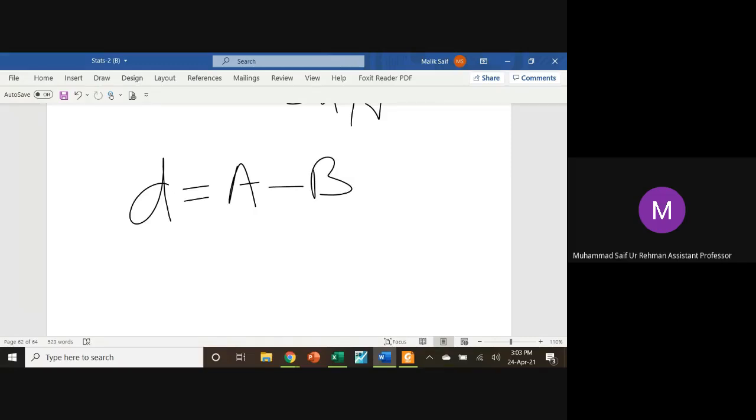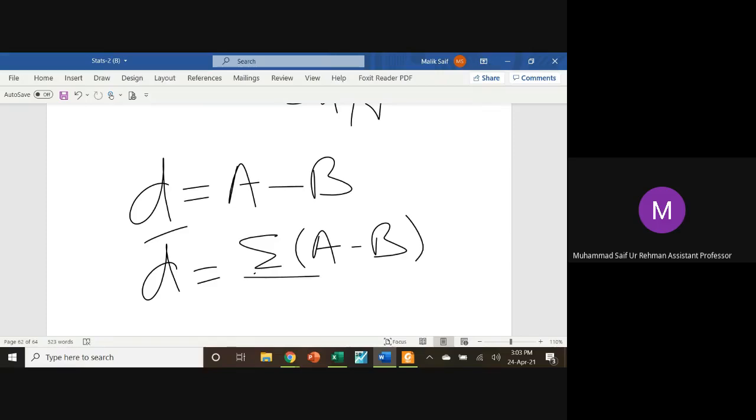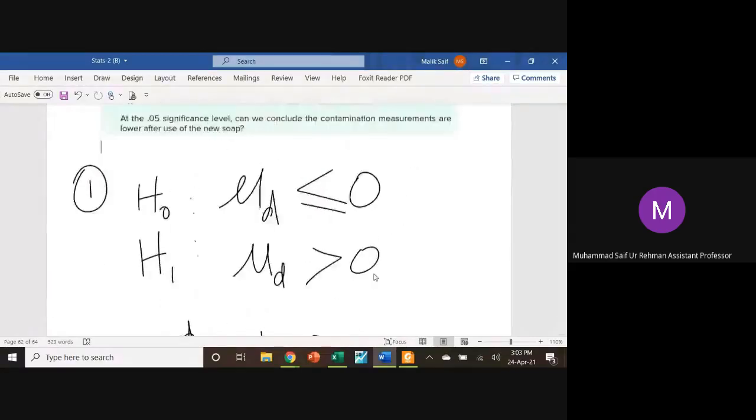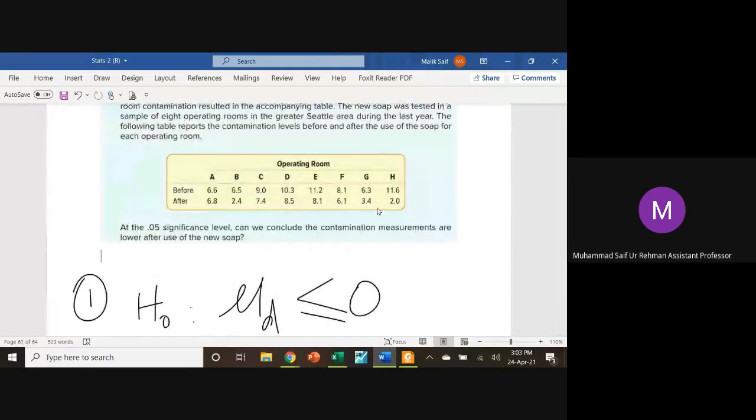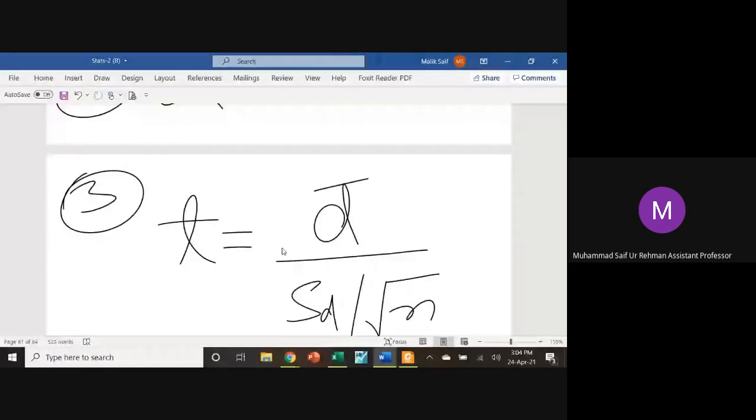Okay. And what will be D bar? D bar will definitely be the value that you obtain using the summation of A minus B, whatever values you will have. So different values will be there. And you divide it by the total number of observations, so you have to count the total number of observations in this particular case. 1, 2, 3, 4, 5, 6, 7, 8 values are there. So divide it by 8. In this way, you will have D bar.